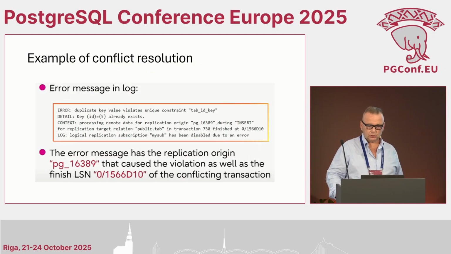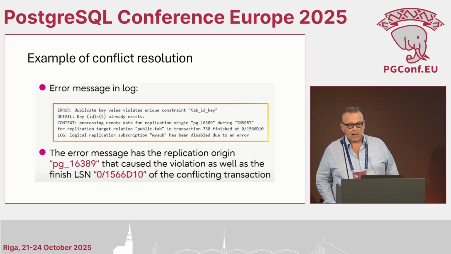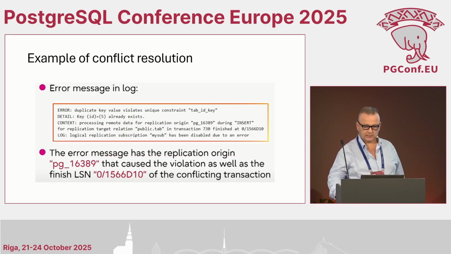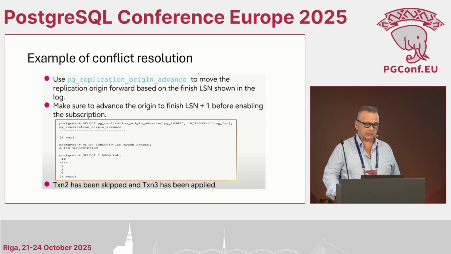The error message in the subscriber's PG log shows us that key ID 5 already existed. It also shows us the origin that caused the conflict and tells us the finished LSN of the conflicting transaction. Those 2 new details added in PG15 are what's required to run pg_replication_origin_advance. But as I said, we could also just skip the LSN involved with the failed transaction from 15 onwards.